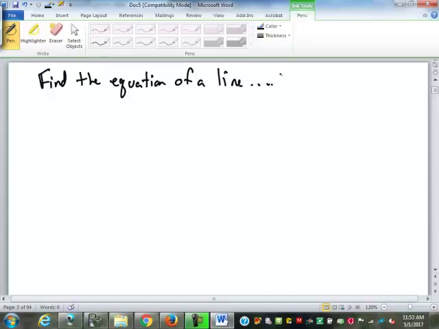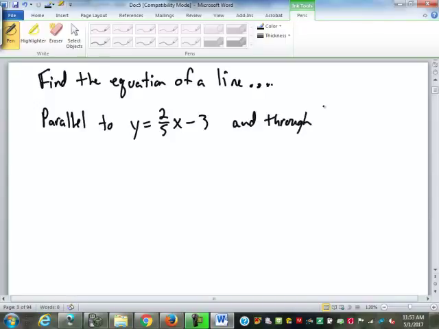So it can come down to being asked to write the equation of a line. We're going to assume that opening portion of the question for the next several examples. Find the equation of a line parallel to y equals 2/5 x minus 3 and through the point 10, 7. Make that a little easier.